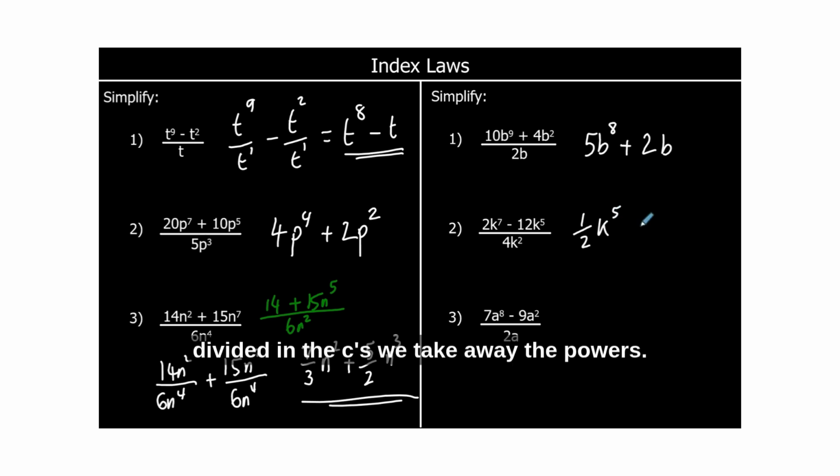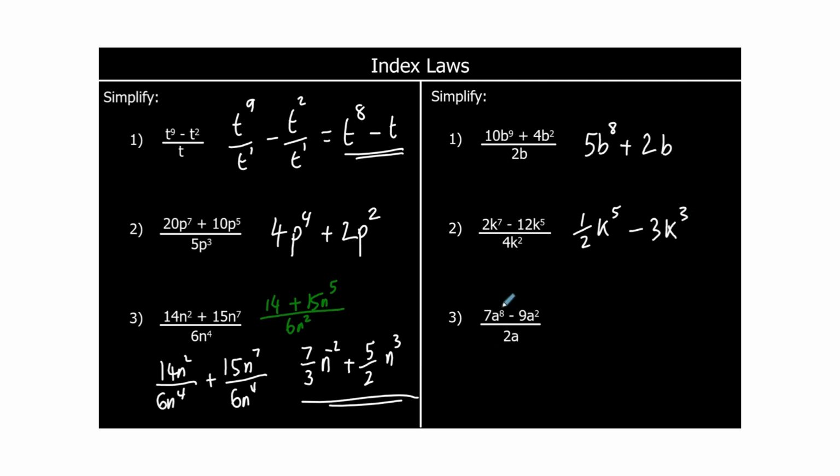Divide indices, we take away the powers. And we've got a minus. 12 over 4 is 3. k to the power of 5 divided by k squared is k cubed.